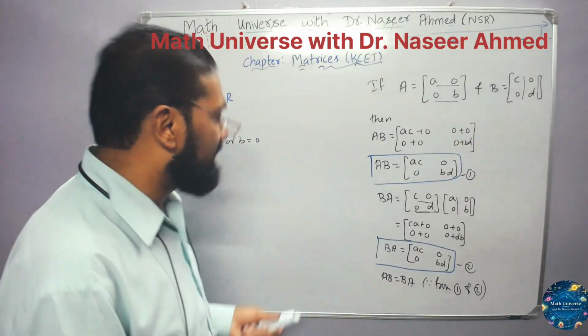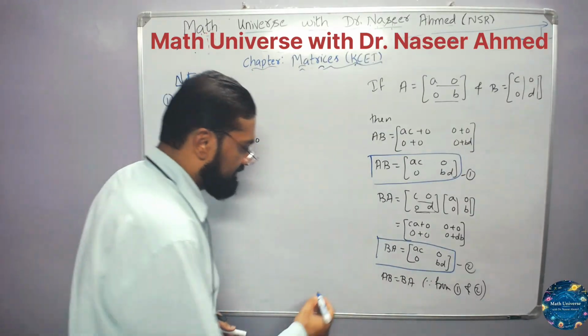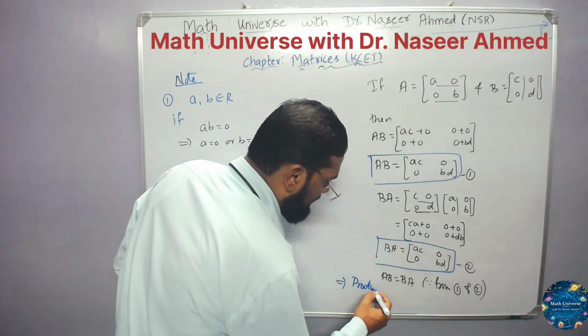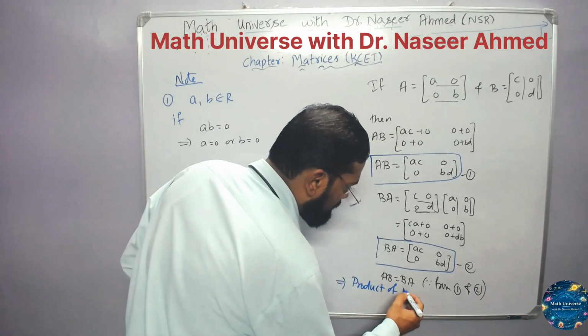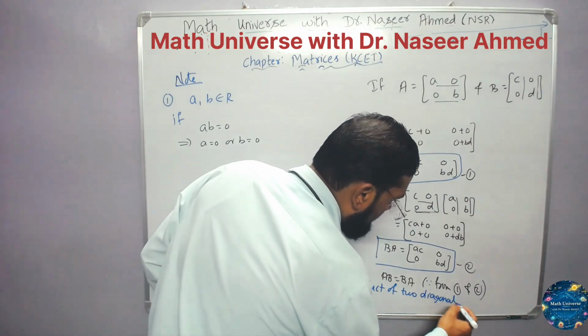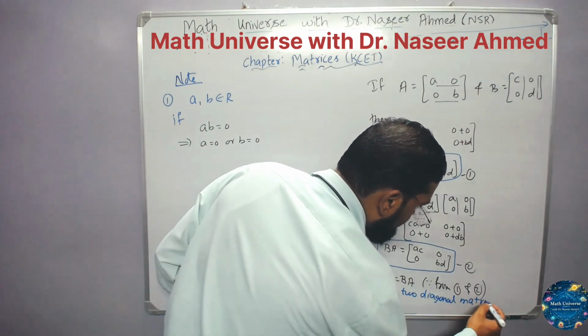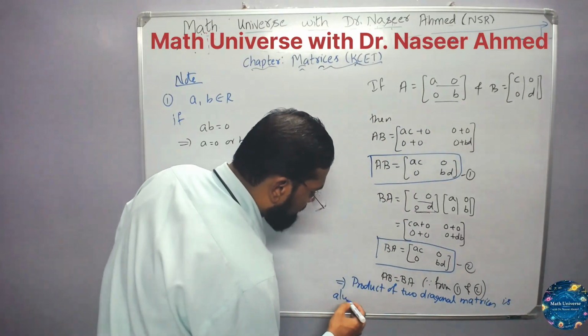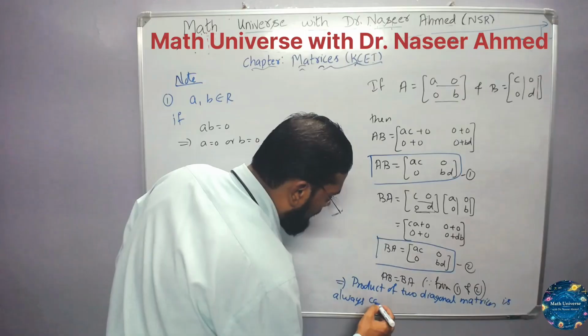Fine. So for diagonal matrix, that implies product of two diagonal matrices is always commutative.